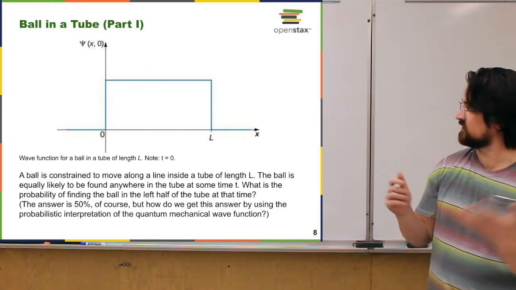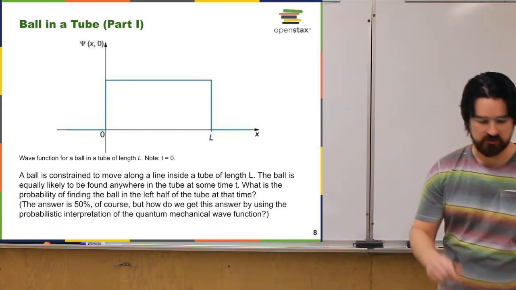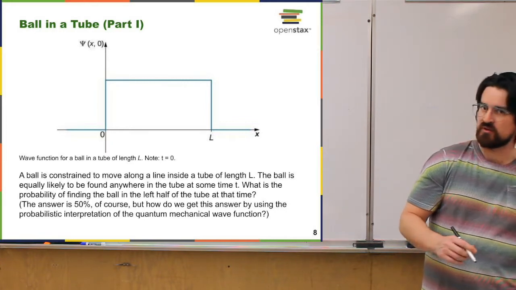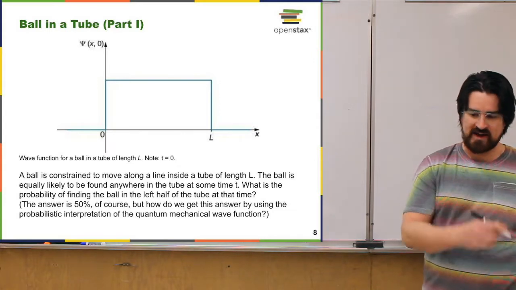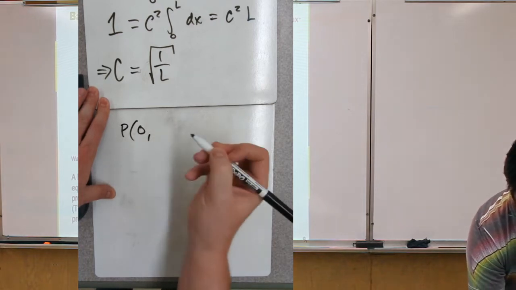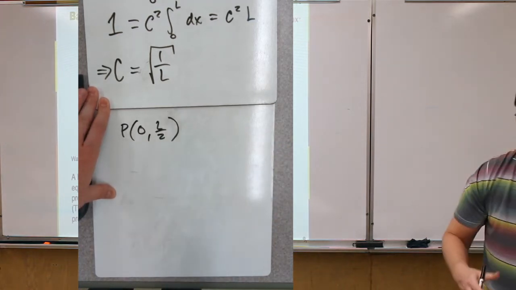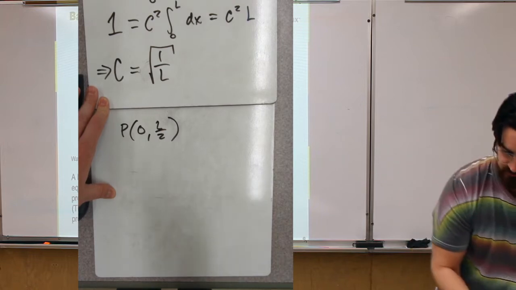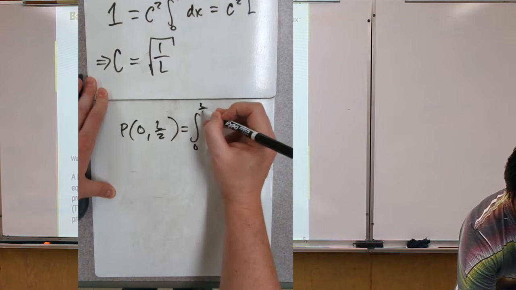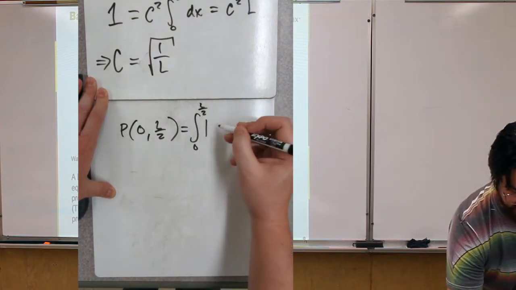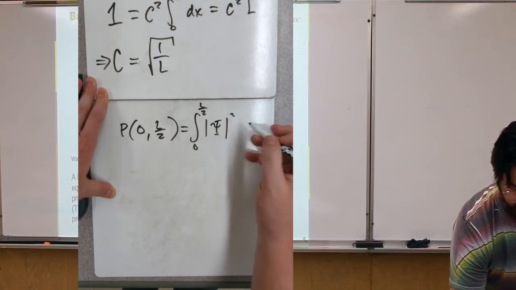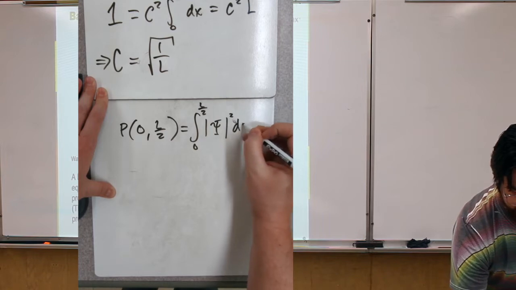Okay, so we constructed the actual wave function. We figured out what that constant was. Now we can ask this wave function, what's the probability that I'm going to find the ball in one half of the tube? Well, the probability would be from 0, say, to L over 2. We're looking in that space in half of the tube. That's going to look like an integral, 0 to L over 2, of the square of the wave function in that region. I'm not going to write the x and t, but they're there.